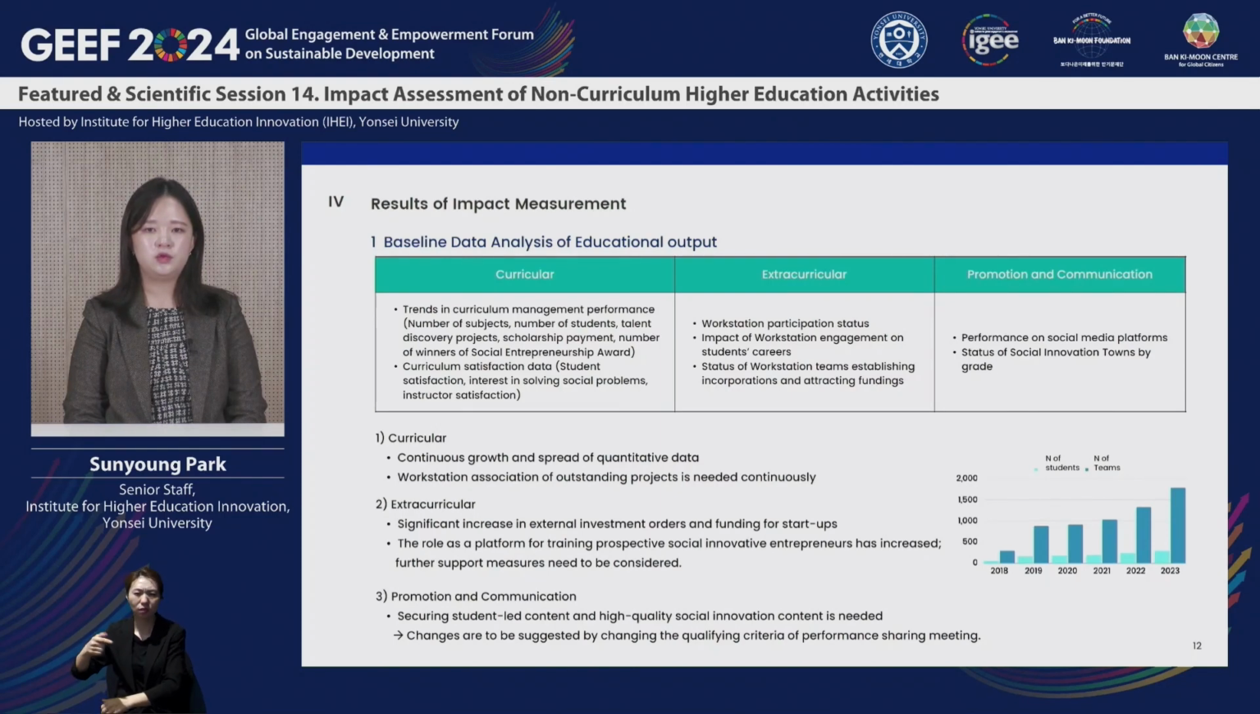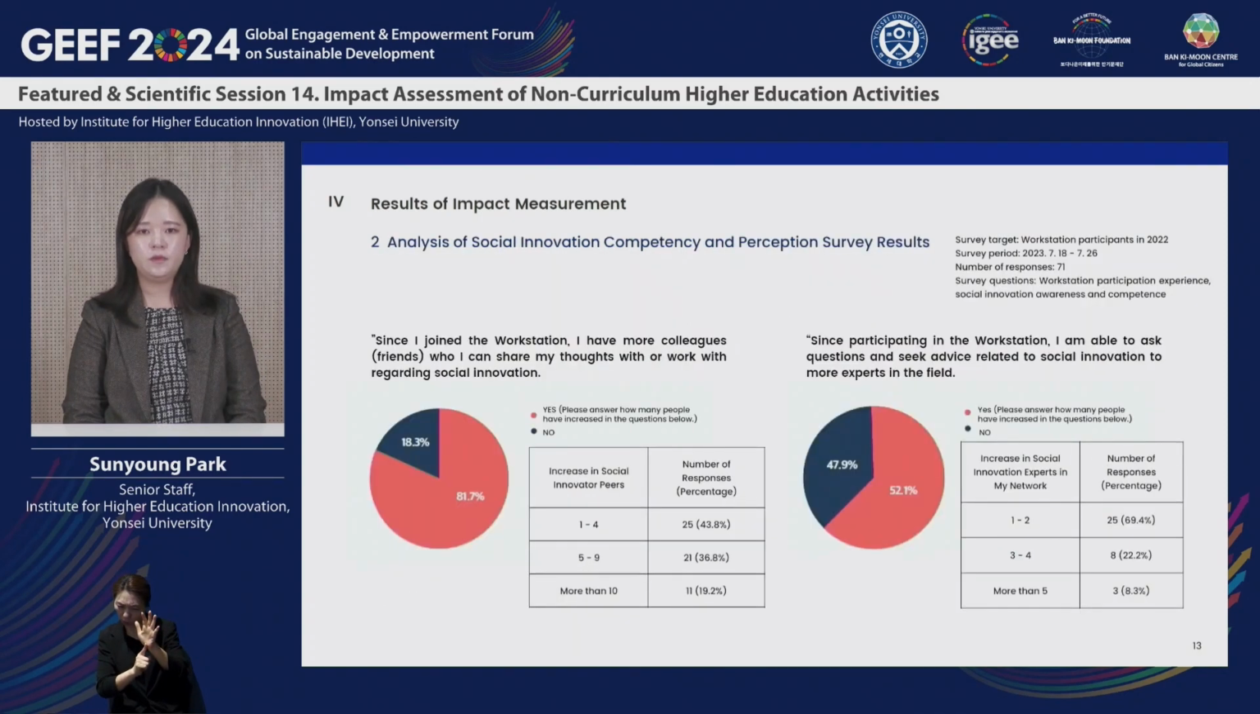Additionally, in the extracurricular aspect, we noticed a significant increase in external investment and funding, highlighting the role of our institute as a platform for social innovation-related startups and prompting ongoing considerations regarding support directions. Finally, by reviewing the operational performance of the social media platform, we were able to think about the direction forward for future content creation.